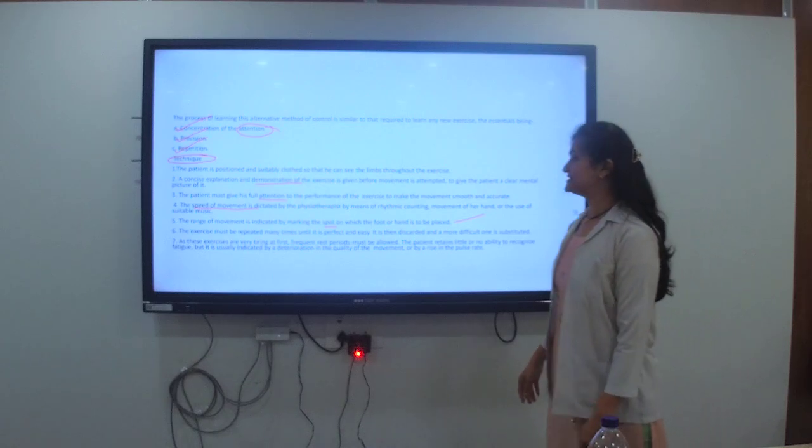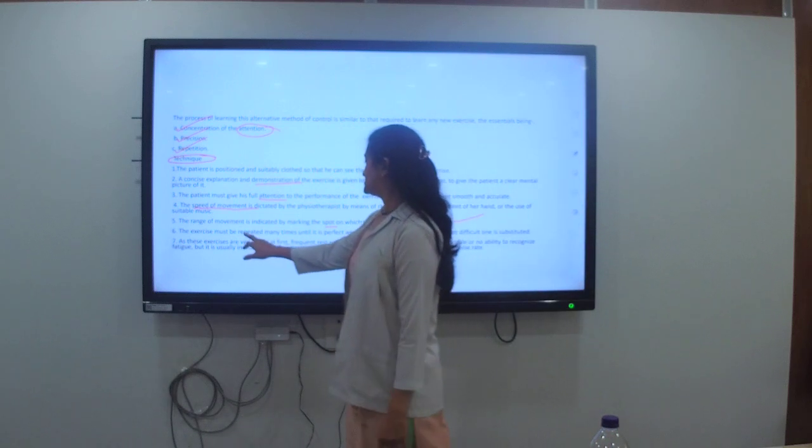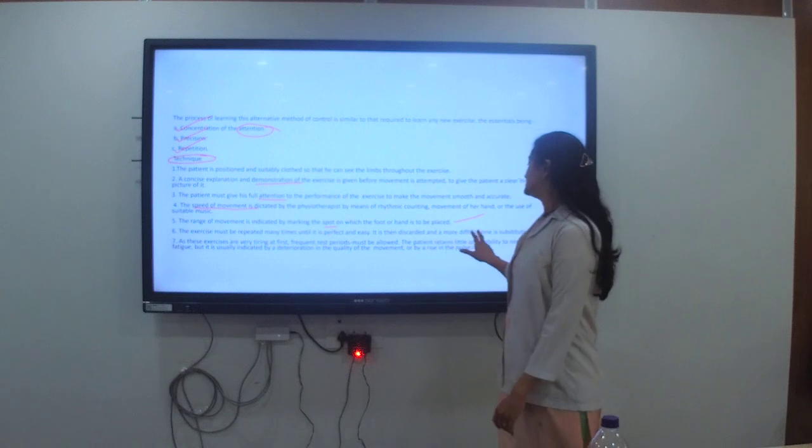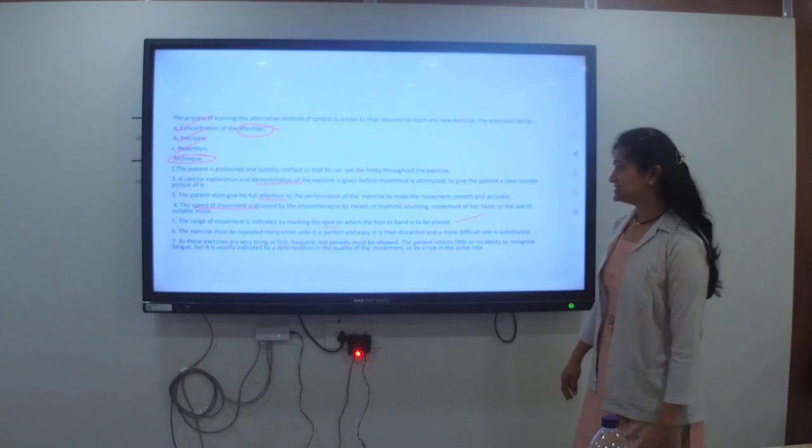Now the sixth technique: the exercise must be repeated many times until it is perfect and easy. It is then discarded and a more difficult one is substituted.